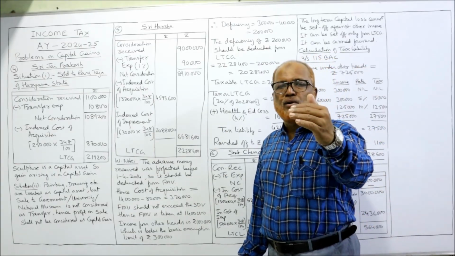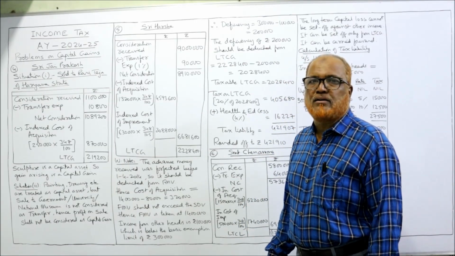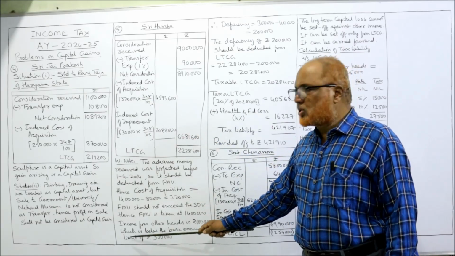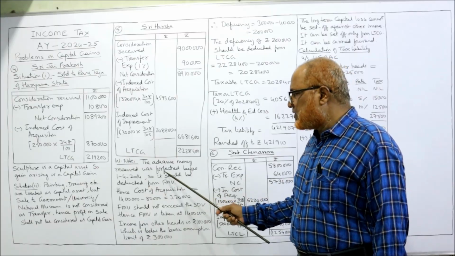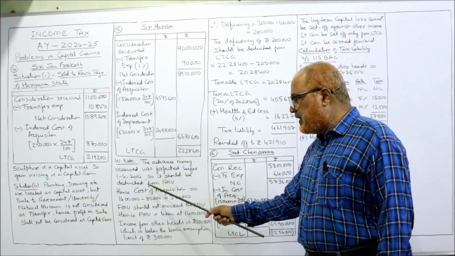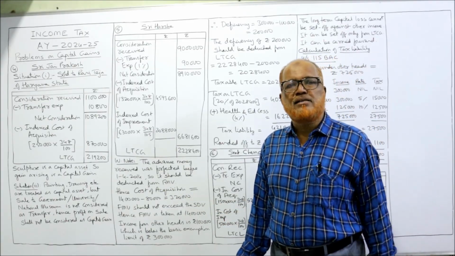Now indexed cost of acquisition and indexed cost of improvement. Both we have to deduct. First of all, indexed cost of acquisition. What is the cost of acquisition? In working note you should write down. The advance money received was forfeited before 1/4/2014. So it should be deducted from FMV. Cost of acquisition में से निकालेंगे, minus करेंगे.